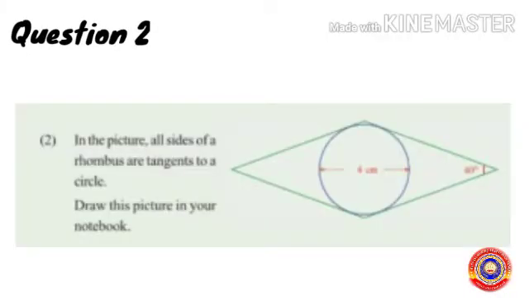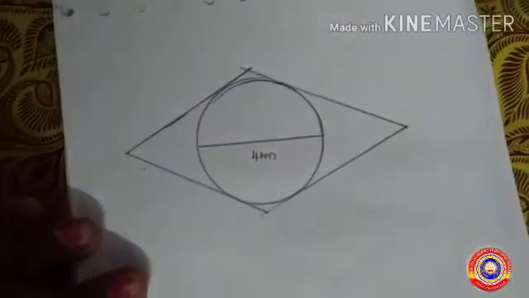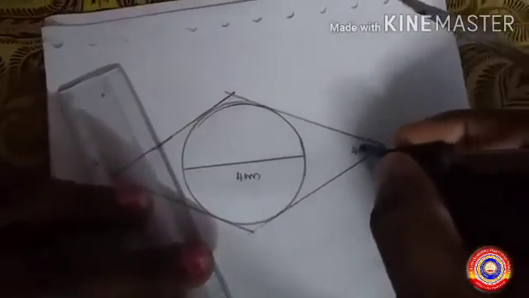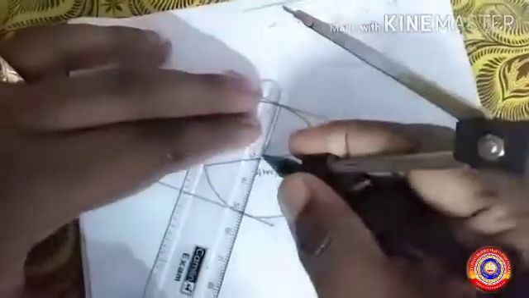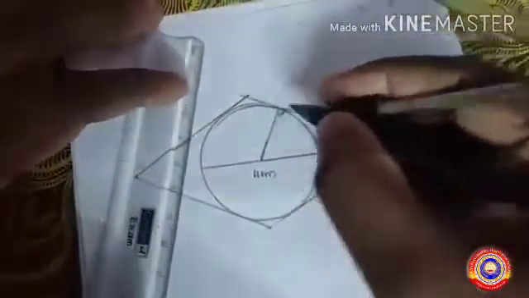In the picture, all sides of a rhombus are tangents to a circle. Draw this picture in your notebook. Here, we have to draw this picture in our notebook. Here, a circle with a diameter 4 cm. One angle of the rhombus is equal to 40 degree. We know that angle between radius and tangent is equal to 90 degree.